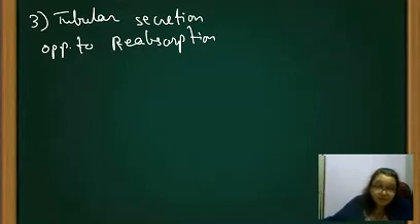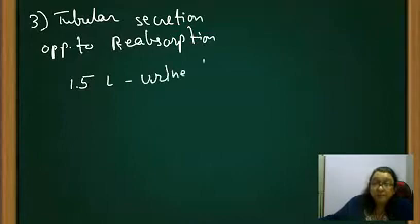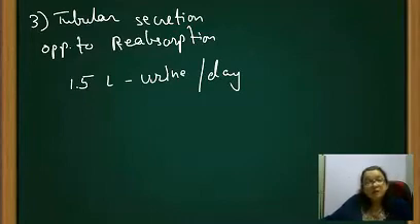In this way, in one day, one individual can excrete 1.5 liters of urine per day. And in this way, we are removing our nitrogenous waste from our body and therefore we remain healthy. So that's all about this nephron.